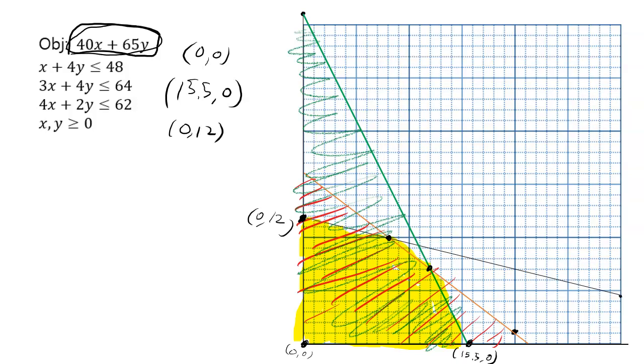And there are two more points which, judging from the graph, look like one is 12, 7 and the other one is 8, 10. But we can't be sure. We really need to solve the equations to know the exact coordinates of these extreme points.